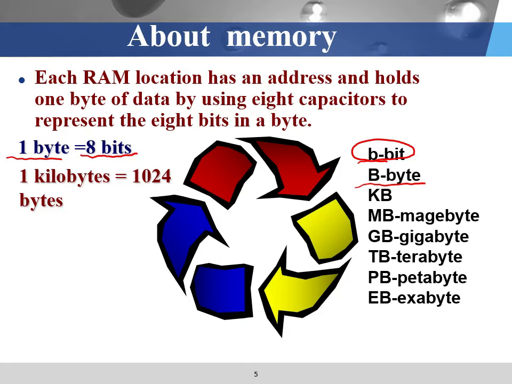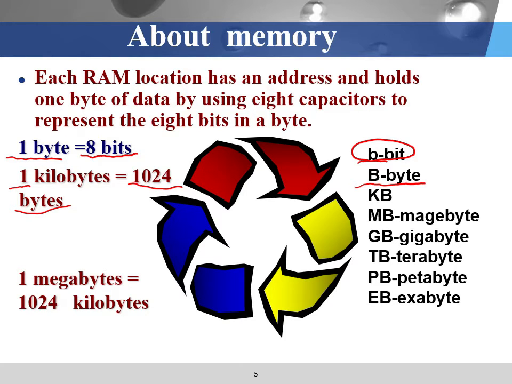And then we have the KB, kilobytes. 1 kilobyte equals 1024 bytes. The reason why 1 kilobyte is not equal to 1000 bytes is because it's measured in binary and not in decimal. We're going to explain this in chapter 3. And then we have megabytes. 1 megabyte equals 1024 kilobytes. And then we have gigabytes. 1 gigabyte equals 1024 megabytes. And then we also have terabytes, petabytes, exabytes.